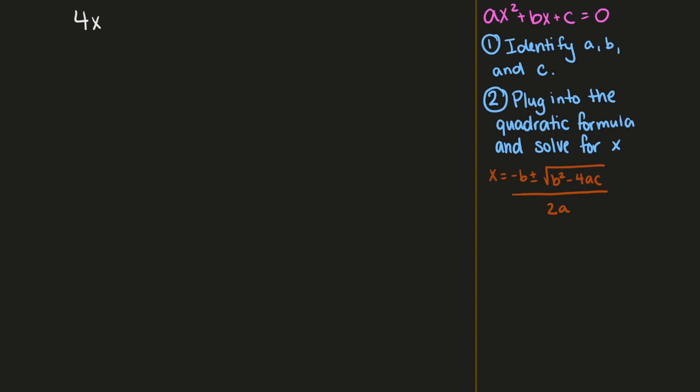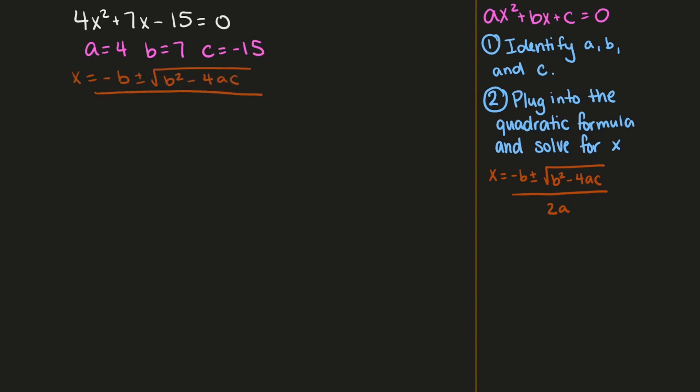For our next example, we have 4x squared plus 7x minus 15 equals 0. Our a is 4, our b is 7, and our c is negative 15. Our formula is x equals the opposite of b plus or minus the square root of b squared minus 4ac all over 2a. So plugging everything in, we get x equals the opposite of 7 plus or minus the square root of 7 squared minus 4 times 4 times negative 15 all over 2 times 4.